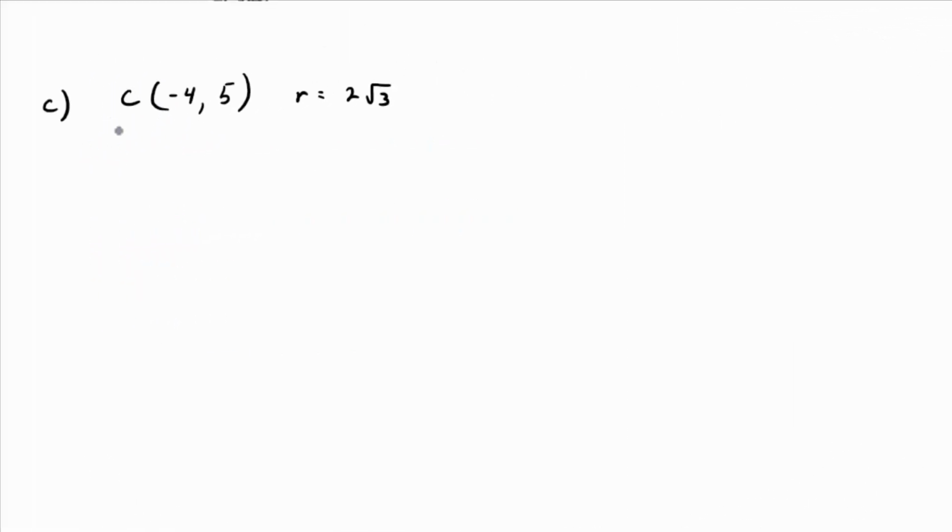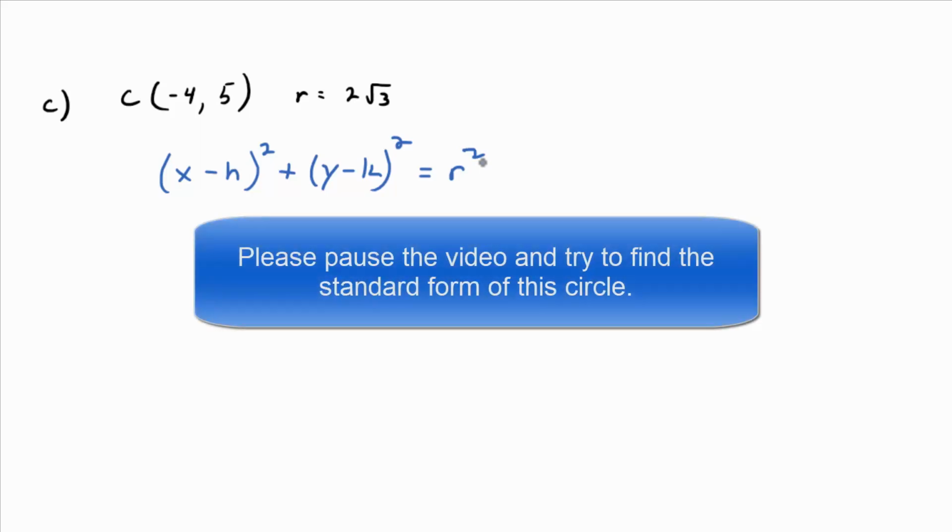So in part C, you have a center of negative 4, 5, and a radius of 2 times root 3. So let's have you guys try this one just to keep you awake. (x minus h) quantity squared plus (y minus k) quantity squared equals r, and don't forget to square it, r squared. So fill that in, simplify it, and we'll talk about it.